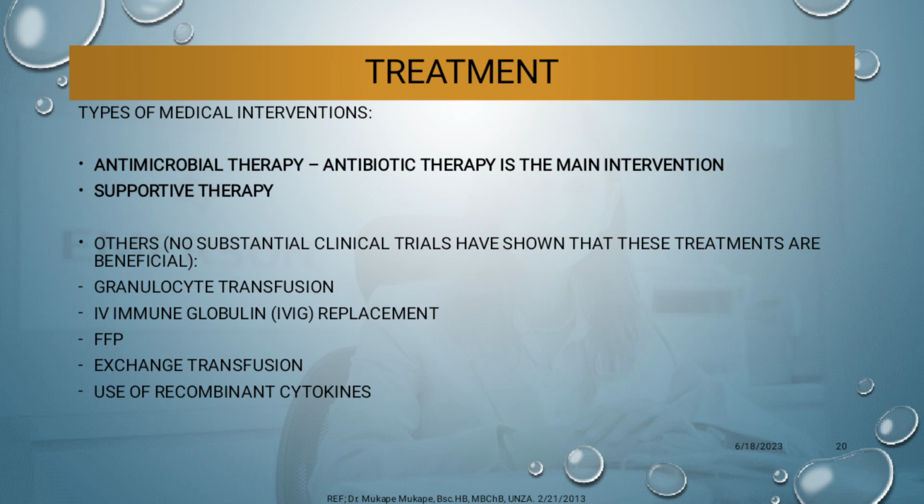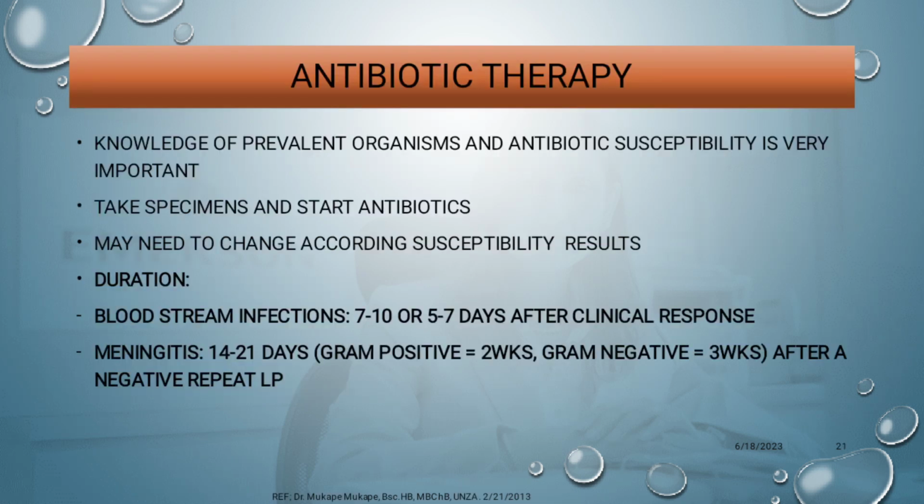recombinant cytokines. So for antimicrobial therapy, knowledge of the prevalence of organisms and antimicrobial susceptibility is very important, and you have to take specimens and start antibiotics. This point is very important: before you start your initial antibiotics, make sure you at least take the specimens, then initiate your empirical therapy. And you may need to change according to the susceptibility results, and of course the duration.